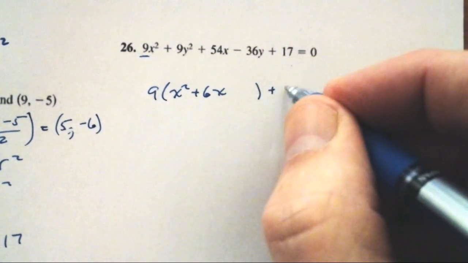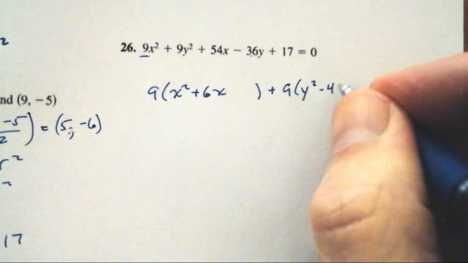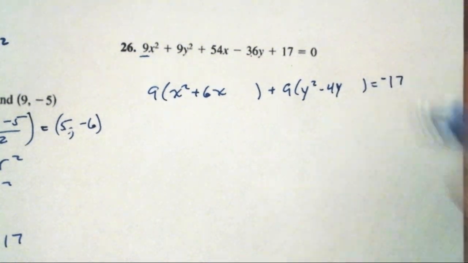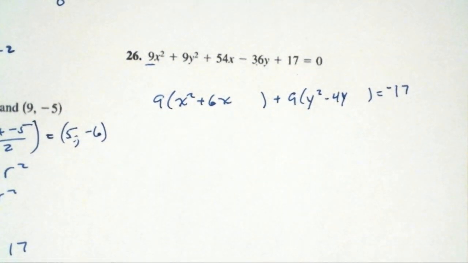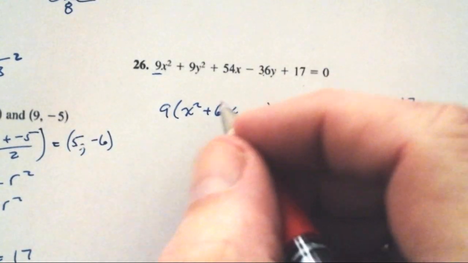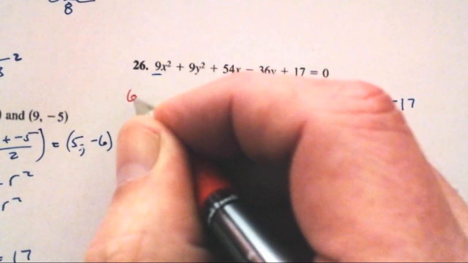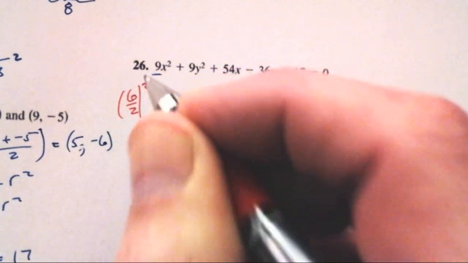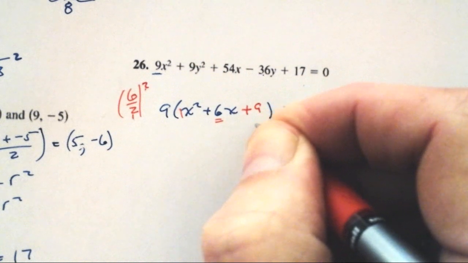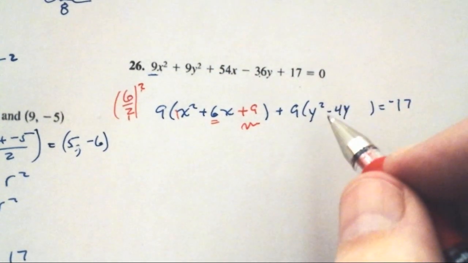And then plus, group the y's, factor out a 9 because we have to. y² minus 4y. Leave a blank, subtract 17. So at this stage right now, I have the same equation as I had up here. It's just been rearranged. To complete the square, when we have a lead coefficient of 1 here, we can take half of the b term, 6 on 2, and square it. That gives me 3², 9, put the plus 9 here. But that value right there was not there. Okay, I'll come back to that.